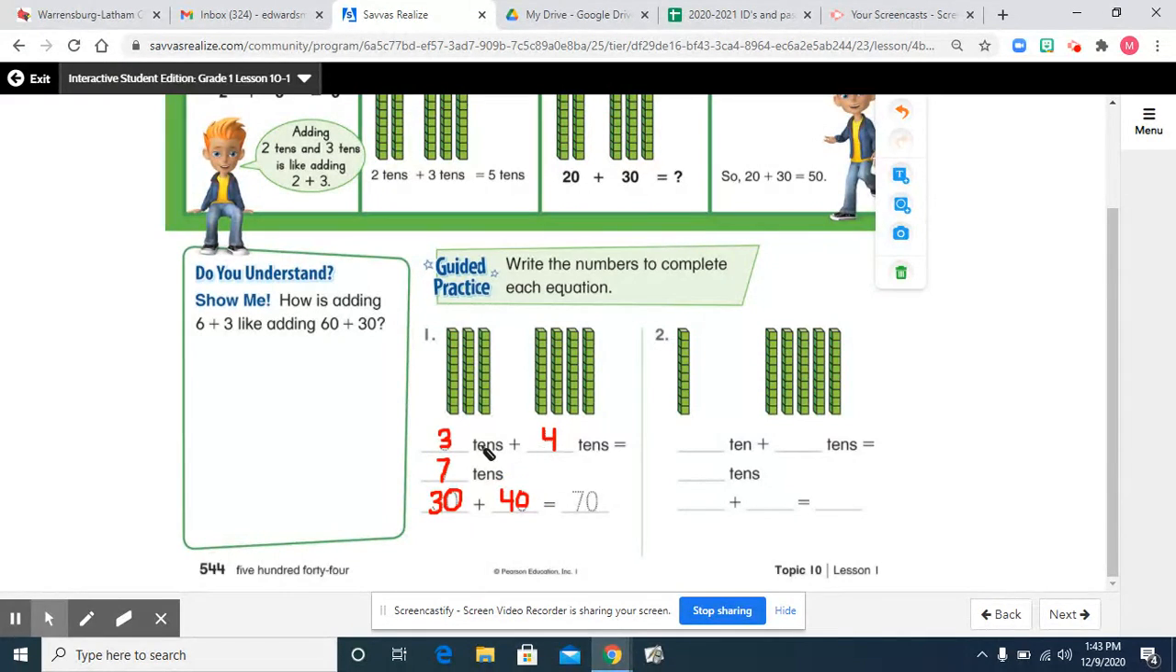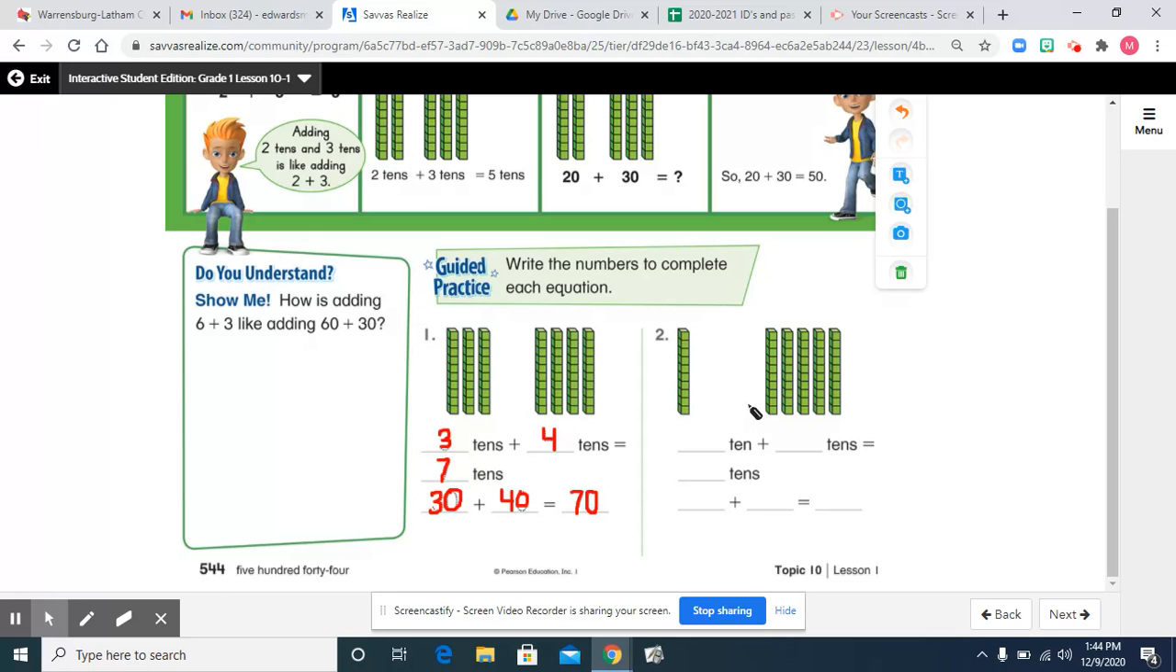We knew what 3 plus 5 was on the page before. So 3 plus 4 equals 7. And then all we have to do is do 0 plus 0, and we know that equals 0. So add a 0 at the end. So 30 plus 40 equals 70. So really, this is the same equation as this, except we just add zeros at the end.